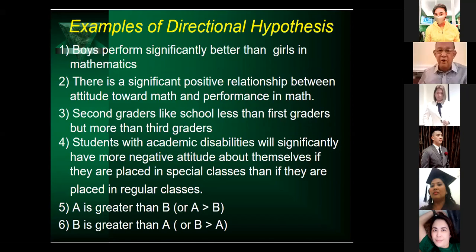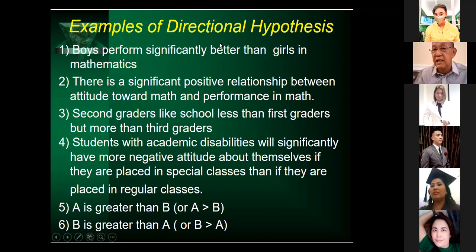Look at number 1. Boys perform significantly better than girls in mathematics. Or maybe you say, there is a significant positive relationship between attitude toward math and performance in mathematics. Or maybe you say, second graders like school less than the first graders, but more than the third graders. Or maybe you can say students with academic disabilities will significantly have more negative attitudes about themselves if they are placed in a special class than if they are placed in regular classes. In other words, makikita natin yung symbol that A is greater than B, or B is greater, or A is less than B.